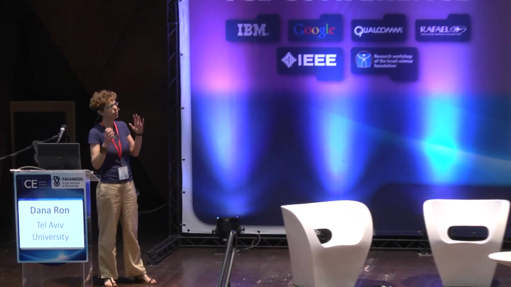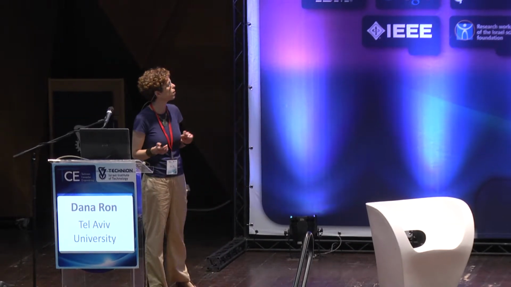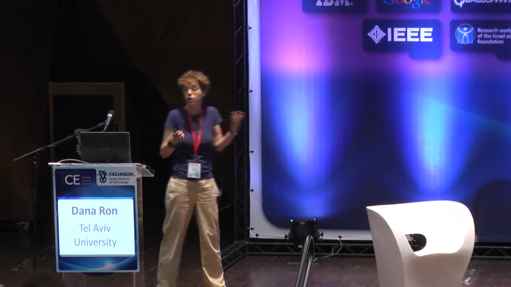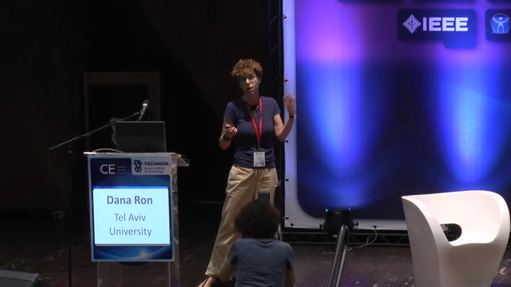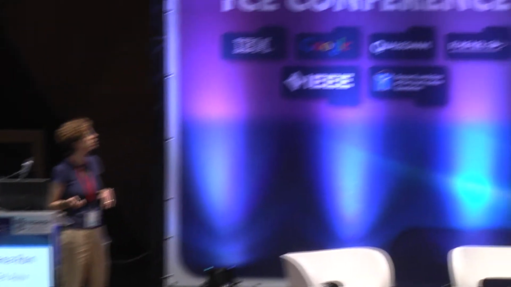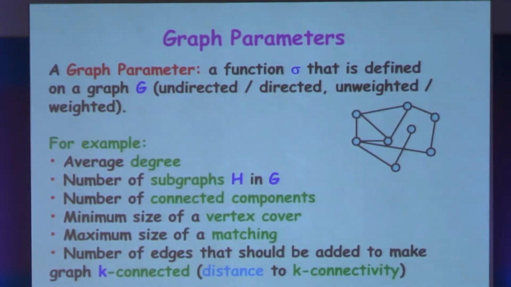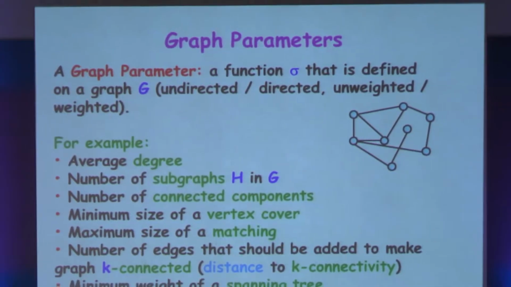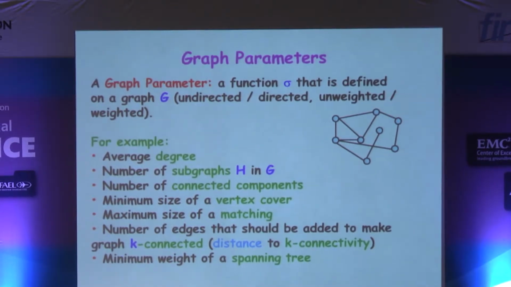And maybe more generally, you can think of small subgraphs, and you want to count the number of small subgraphs that appear in the graph. You might want the number of connected components. And then you can think of optimization problems, so you might want the minimum size of a vertex cover or an approximate value of it, maximum size of a matching, number of edges that should be added to get a property, minimum weight of a spanning tree, and so on. I won't continue with more examples.